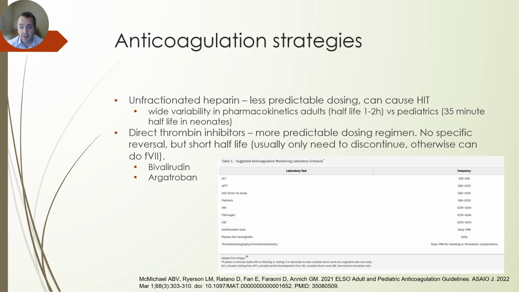It has a risk of heparin-induced thrombocytopenia as well, which led a lot of institutions to move towards direct thrombin inhibitors, commonly bivalirudin, which have a more predictable dosing regimen. And I've included here a chart of recommendations for anticoagulation monitoring while on ECMO that may be slightly different from what your own institution has suggested, but it's just one safe way of doing things.